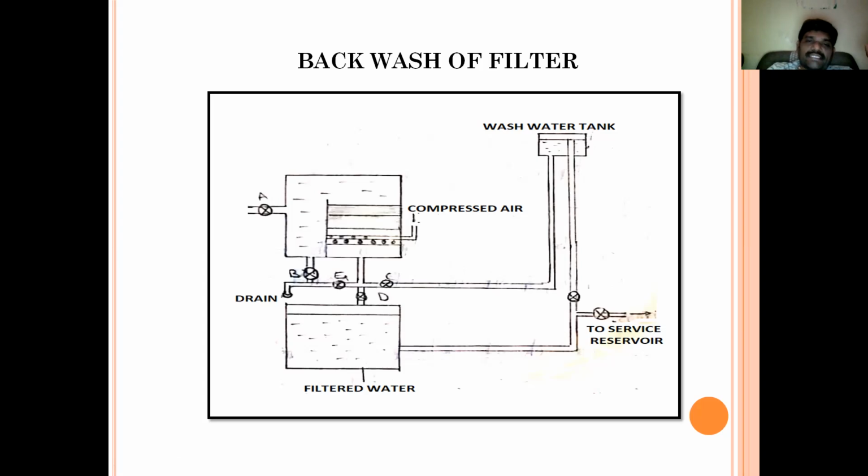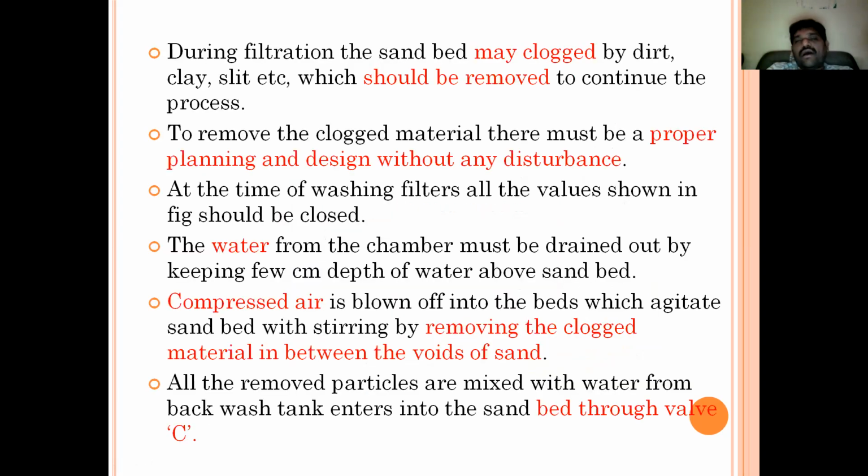The sand bed is already agitated. The voids are released because of the water that enters from the wash water tank with the help of valve C. All the removed dirt and silt will be mixed with water. That is what I wrote out there. Why were the particles removed? How were they removed? By sending compressed air. All the removed particles are mixed with water from the backwash tank, which enters into the sand bed through valve C.